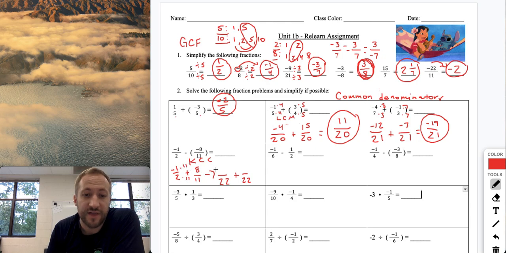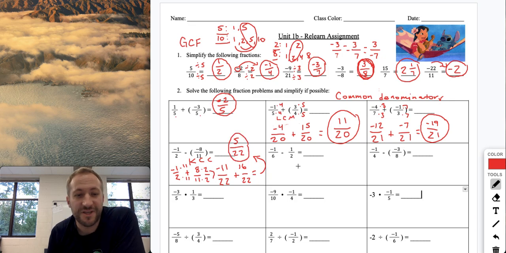So I get negative 11 over 22. To turn 11 into 22, I had to multiply by 2. So I'll do the same thing up here. I get 16 over 22. So are the denominators the same? Yes, they are. So I'm going to come up here, keep the denominator the same of 22, and add the numerators. Negative 11 plus 16, that gives me 5. I can't simplify it, so that's my answer. Let's look at the next one.